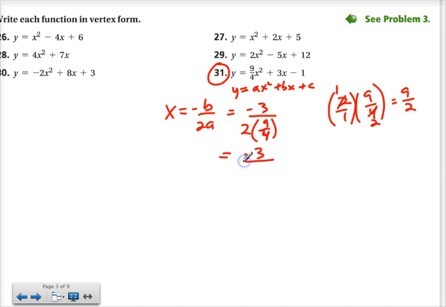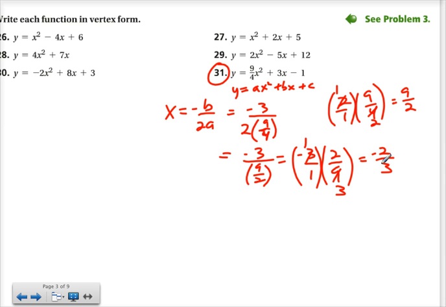So far we have negative 3 divided by 9/2, but of course we don't divide fractions, we multiply by the reciprocal. So negative 3 over 1 times 2 over 9, and again we can do some cross-reducing. 3 goes into itself once, and into 9 3 times. So top times top, negative 2, bottom times bottom, a 3. So negative 2/3 is the x coordinate of our vertex.